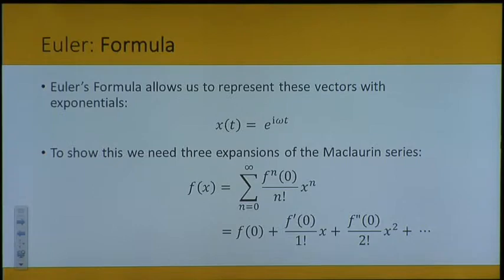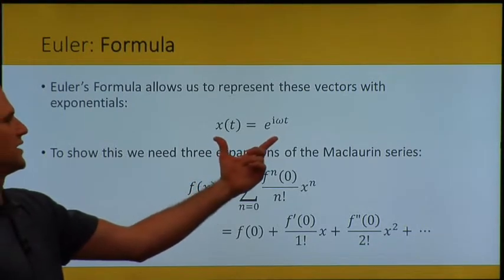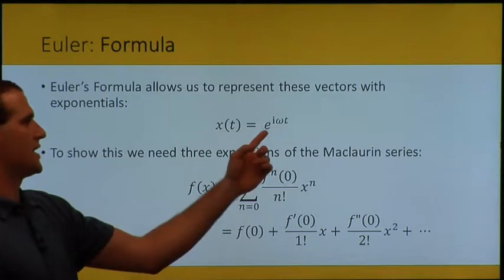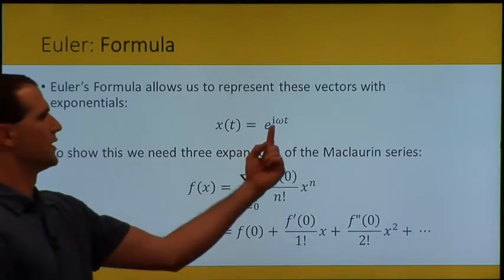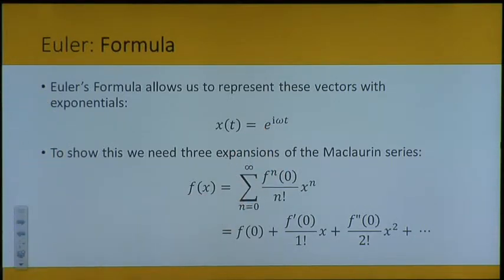For Euler's formula, the whole point behind it is it helps us express this combination of cosine and sine functions in terms of exponentials. So the idea is that my complex vector, x of t here, can be written as an exponential. A complex exponential in this case, due to the imaginary number.